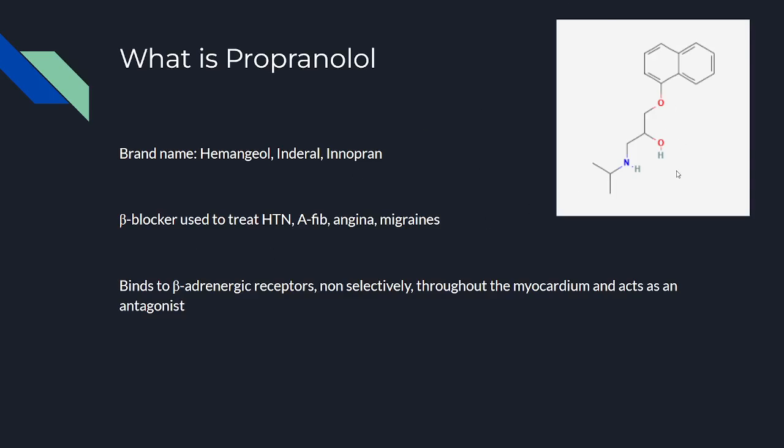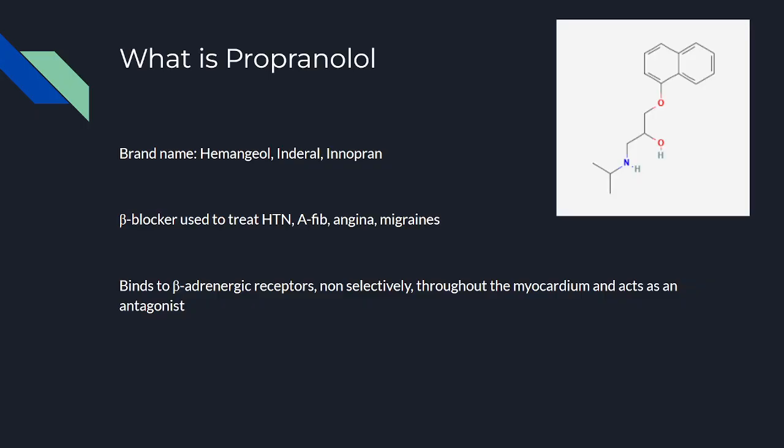What is propranolol? Brand names: Hemangiol, Inderol, Inopren. Pretty much it is a beta blocker used to treat hypertension, atrial fibrillation, angina, pretty much random chest pain, and then migraine, it can be used as a migraine medication as well. How does it do this?